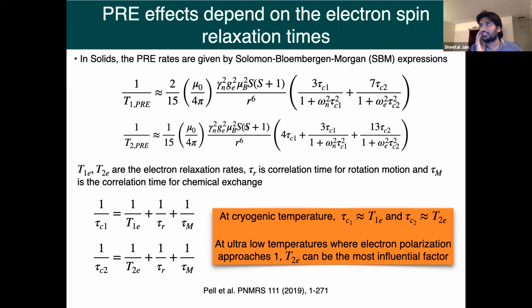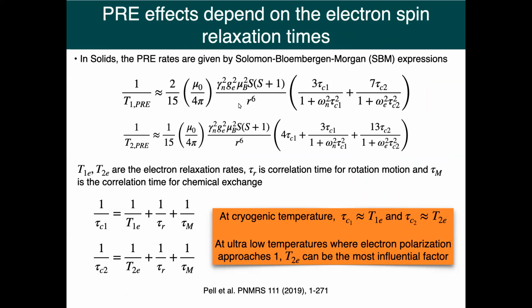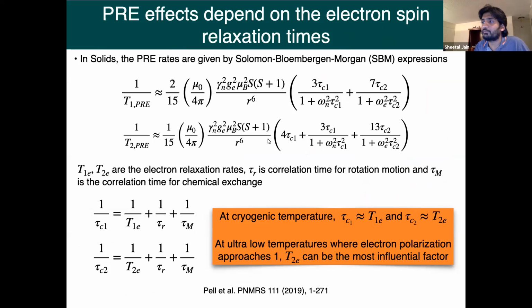In standard solution and solid state NMR, we use these expressions to determine the PRE effects on both T1 and T2 relaxation times of the nuclear spins. Now, these theories are valid at high temperature, where the correlation times are quite fast. At low temperature, I should point out that these theories need modification and their full understanding is still not there. But it has been reported in the literature that the correlation times here are dependent on the electron spin relaxation times.